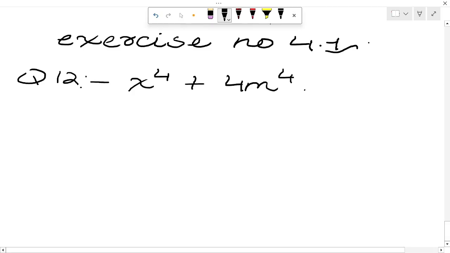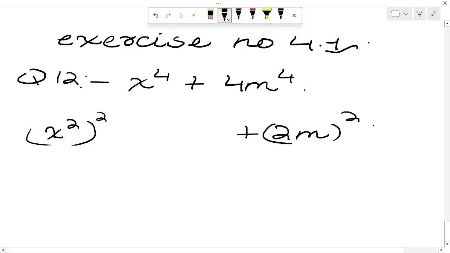Now, looking at these two terms, you will see that there is no common element between them. But what if we simplify this much further? And what do I mean by simplify? We have x power 4, so can I write x square whole square? It is the same as x power 4. Then I'll write plus, instead of 4m power 4, I'll write 2m square whole square.